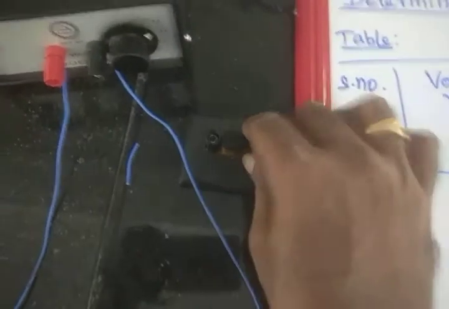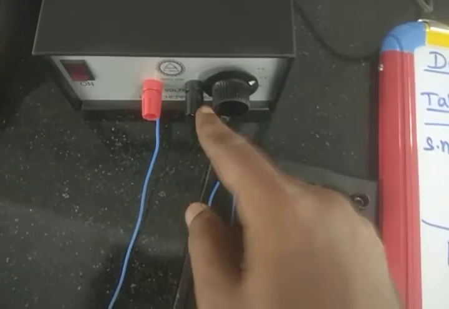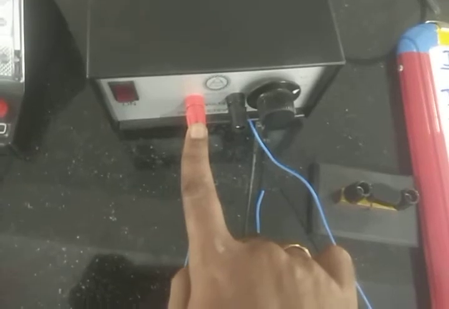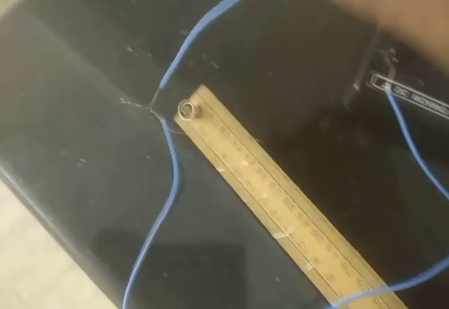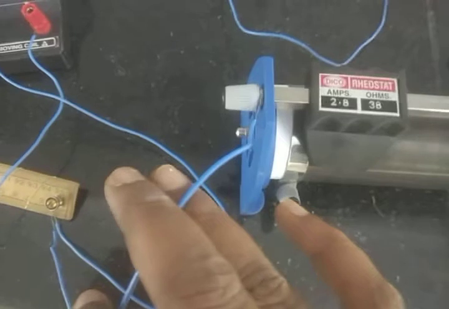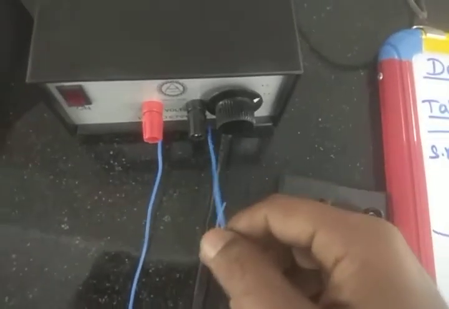I am not using the key because the battery eliminator itself has a key, so it is directly connected to the negative terminal. Again I will say that from the positive terminal of the battery eliminator, it is connected to the milliammeter positive terminal. From the milliammeter negative terminal to one end of the unknown resistance. Then the other end of the unknown resistance is connected to the upper end of the rheostat. Then the lower end of the rheostat is connected again to the DC power supply.